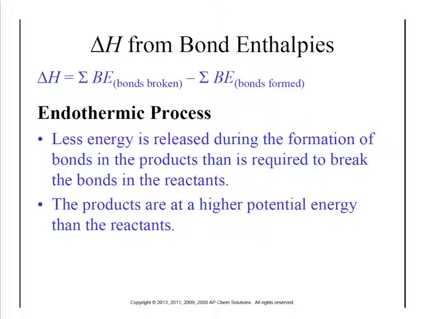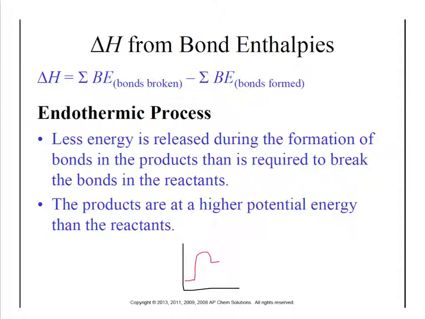Now, if we have an endothermic process, that means more energy is required to break the bonds in the reactants than what's released with the products. And so that means that the products are at a higher potential energy than the reactants. And if we draw our energy graph for that one, that means that our reactants are going to be at a lower potential energy than our products.